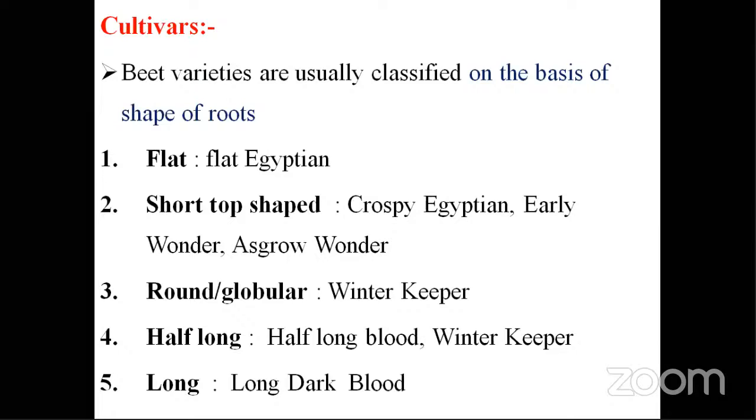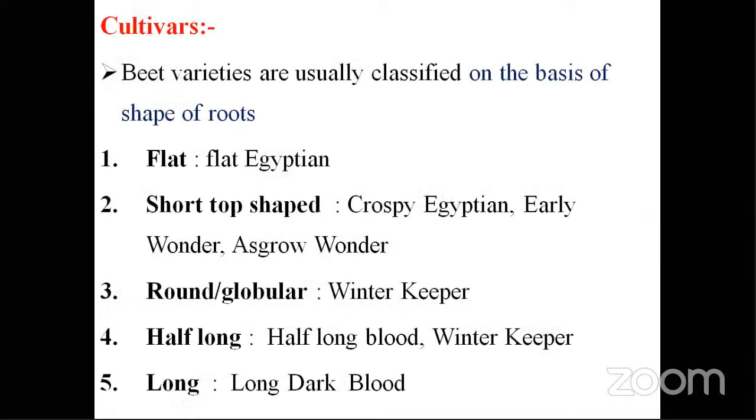Yes, next is half long, Blood or Winter Keeper. And next, long, Long Dark Blood is the variety. These are all actually exotic, so nobody is going to ask in our exam. I have already mentioned this point, and again I'm going to mention it: those who prepare the question paper are the scientists or the professors. They have worked on those crops, so they will mostly be asking Indian questions only. They will not ask exotic questions, because they will ask on what they have worked.